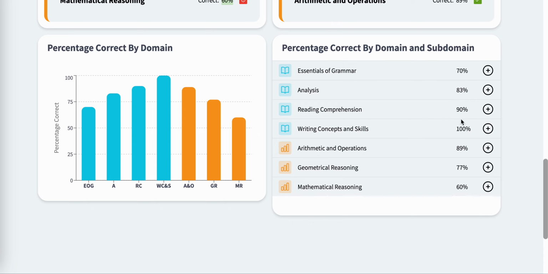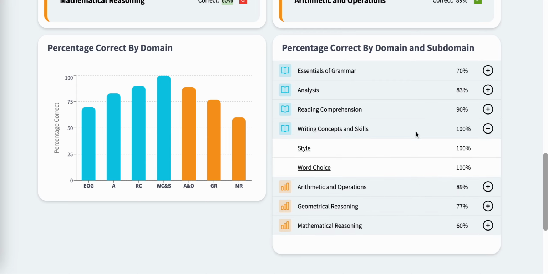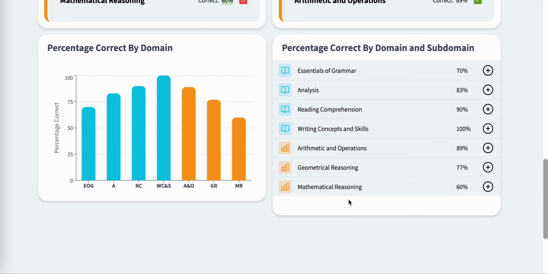If I notice the breakdown here, the blue would be your verbal reasoning. Again, the orange is mathematics. But this child earned 100% correct in writing concepts and skills in both style and word choice. So they're not struggling there at all. They did really, really well. I want to look at one thing that they're struggling with.